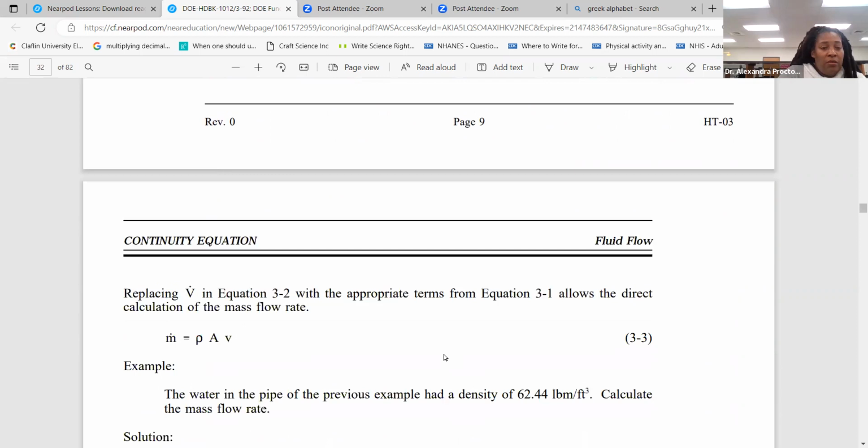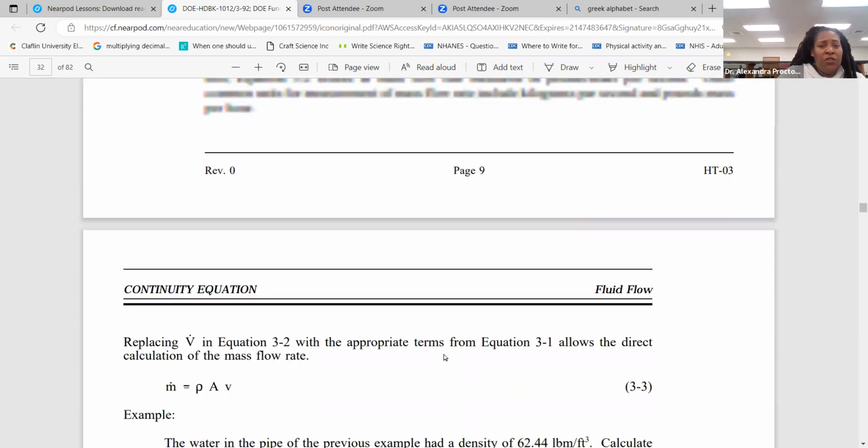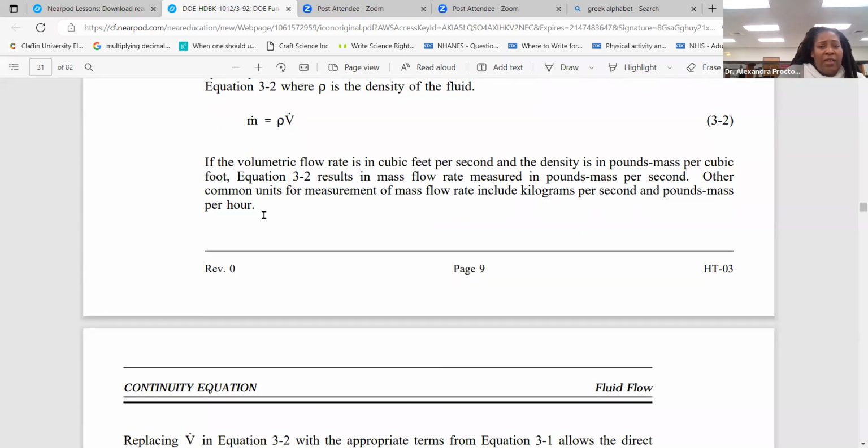So make sure you get those equations. I would highlight the different units that you can see this in. I would highlight the way that they talk about units here in this paragraph form. So I would highlight this one, okay? I would highlight that.